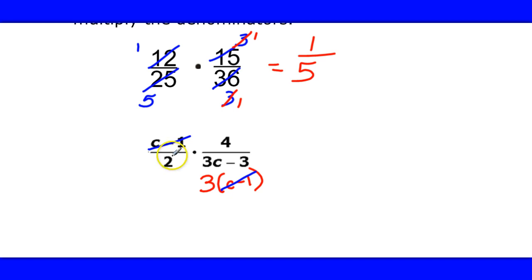We've got 2 and 4. 2 will go into here one time. 2 will go into here 2 times. I think I'm finished. What do I have left on the top? I have a 2. On the bottom, I have a 3. So that whole thing reduced to 2/3.